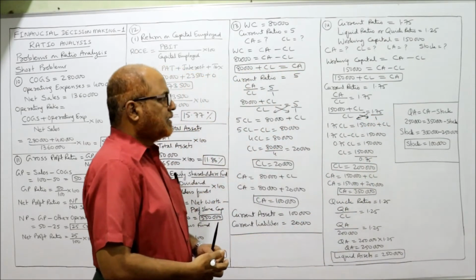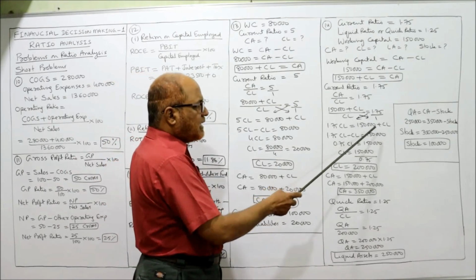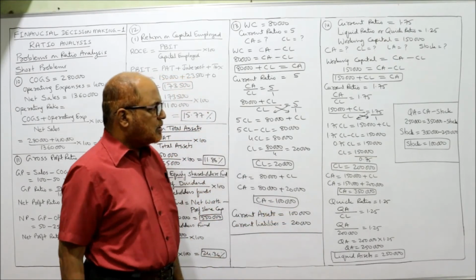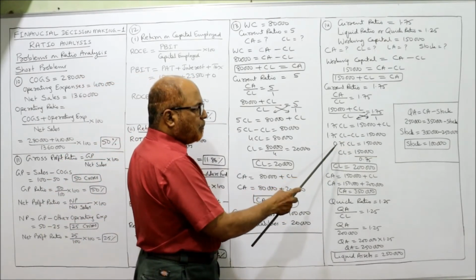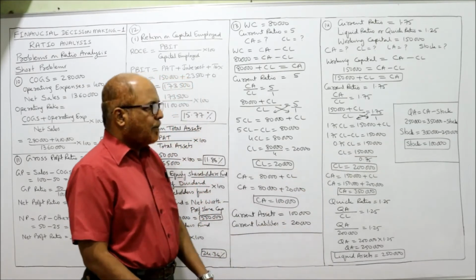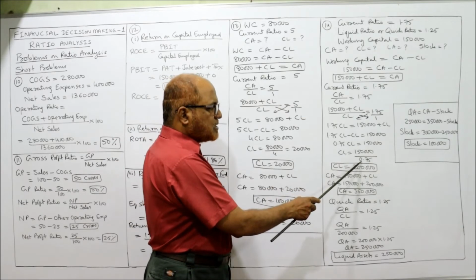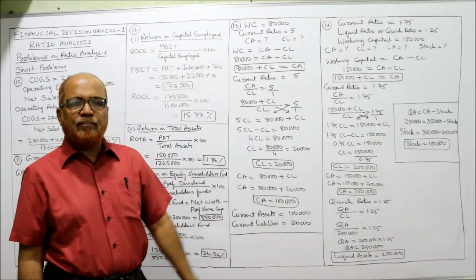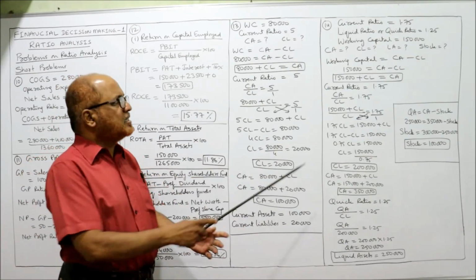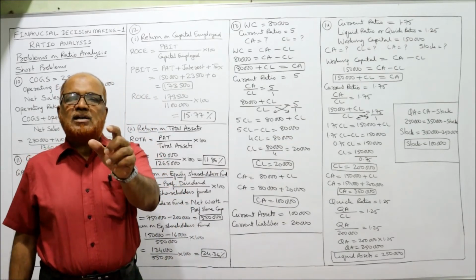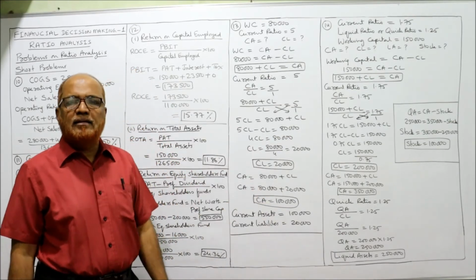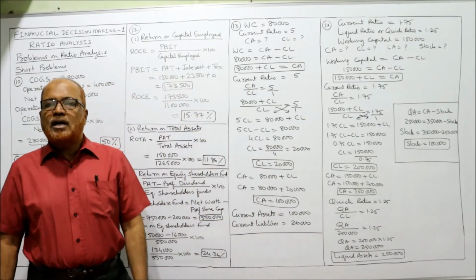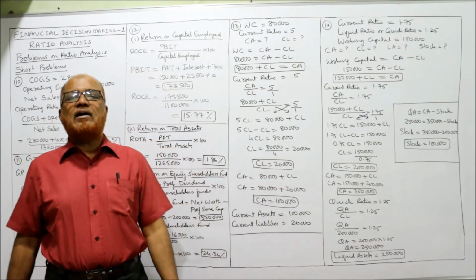So bring this plus CL to LHS. So minus CL. 1.75 CL minus CL is equal to 1,50,000. So 1.75 minus 1, you will get 0.75 CL is equal to 1,50,000. CL is equal to 1,50,000 divided by 0.75, 2 lakh. So we got current liability 2 lakh. One item we got. Now substitute the value of CL in this equation. CA is equal to 1,50,000 plus CL. So 1,50,000 plus 2 lakh, 3,50,000. 2 items we got. Current liability 2 lakh, current assets 3,50,000.